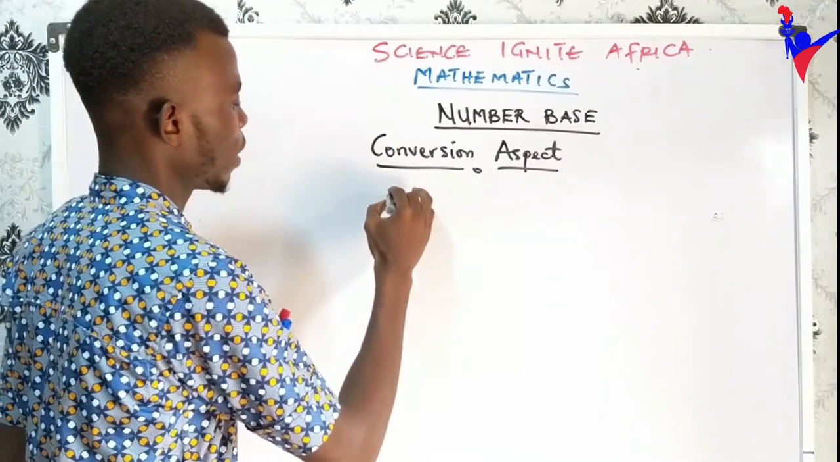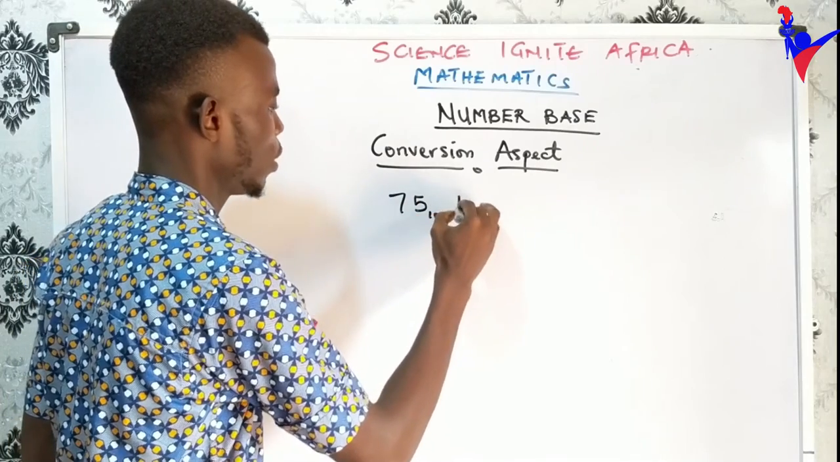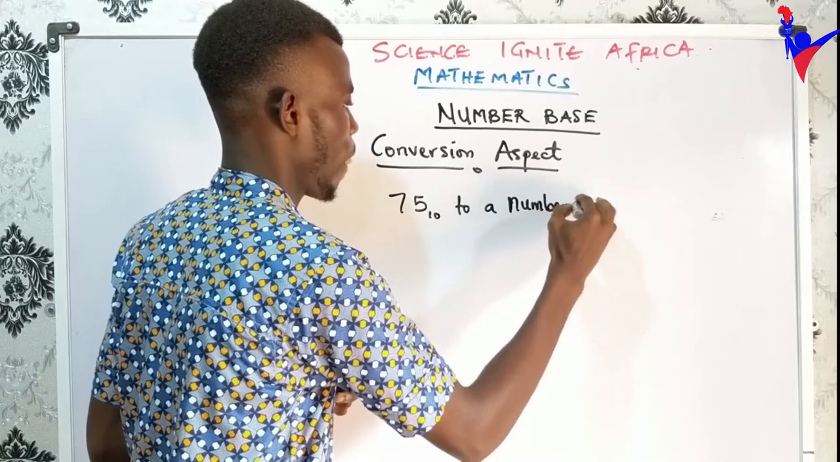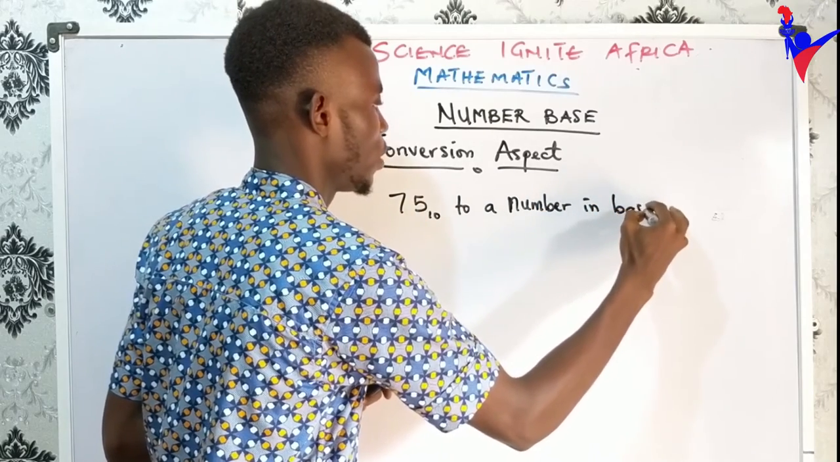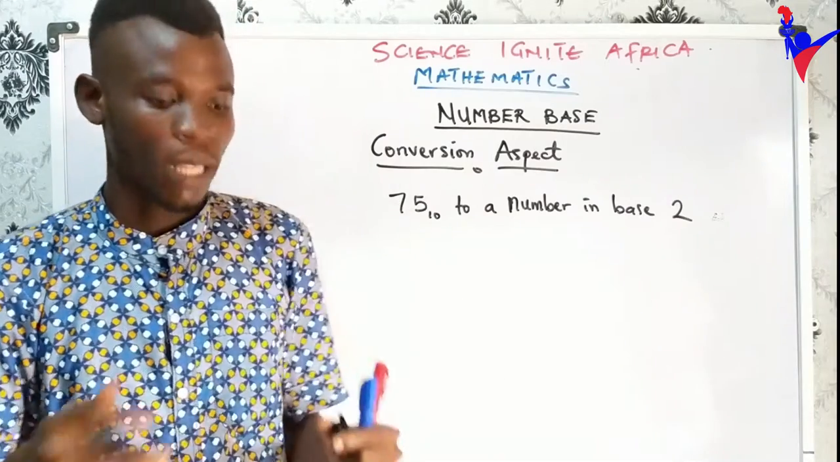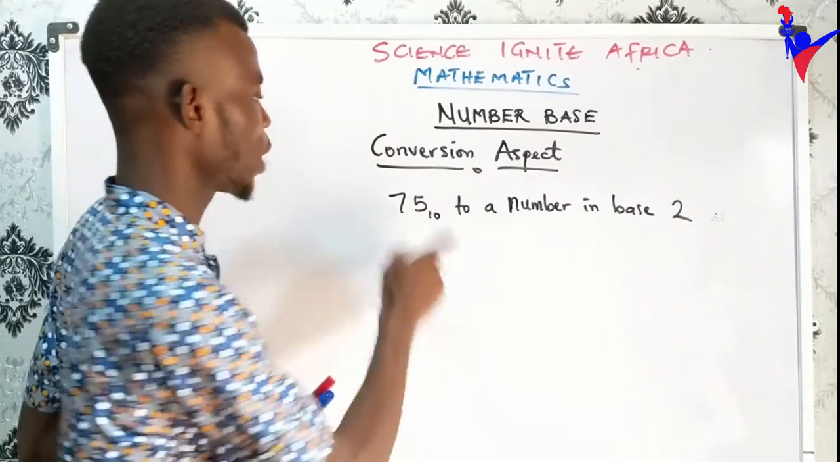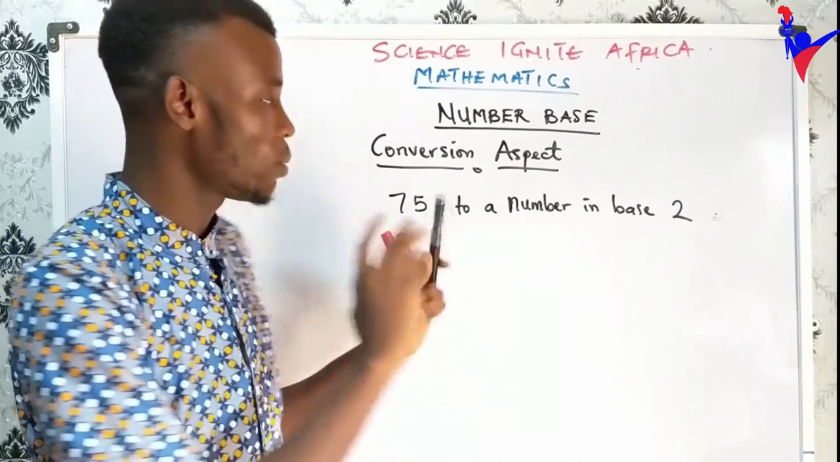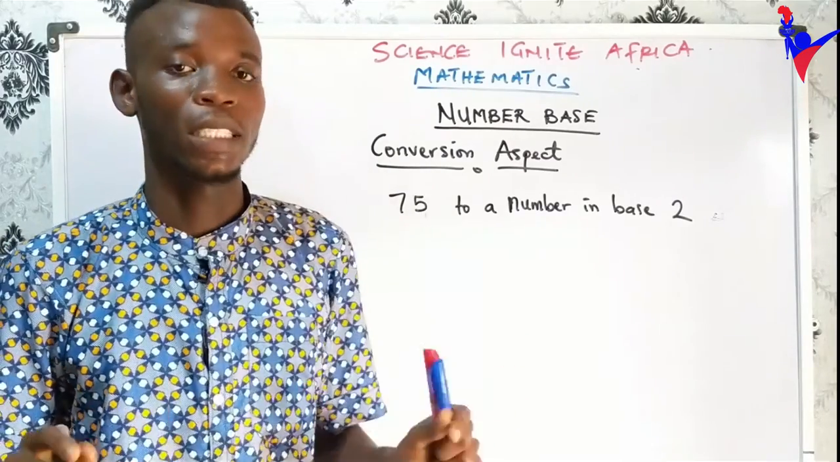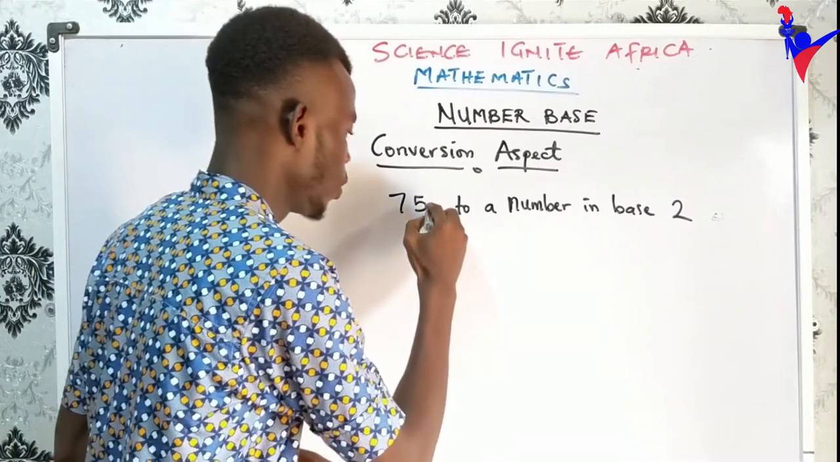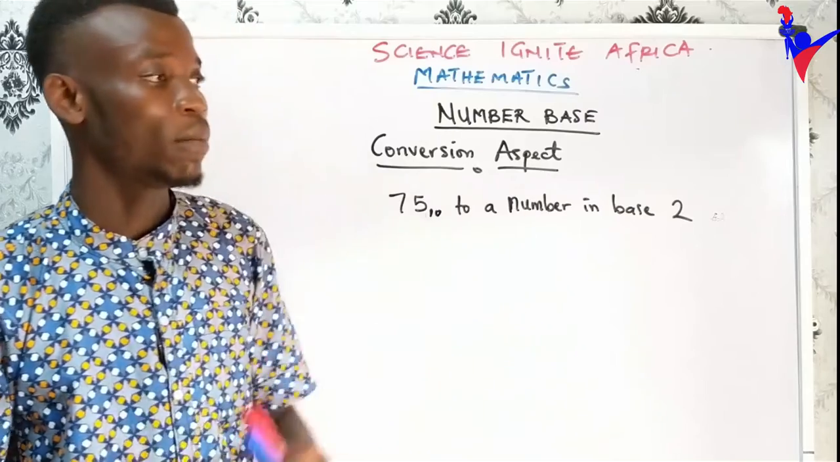Let's convert 75 base 10 to a number in base 2. When we have this now, we are converting 75. Sometimes you might come across some question, they won't even tell you the base. They just have this: convert 75 to a number in base 2. Automatically, you must know that means the number is in base 10. But at the same time, you meet some examiners, they will help you. They will ask you 75 base 10 to a number in base 2.